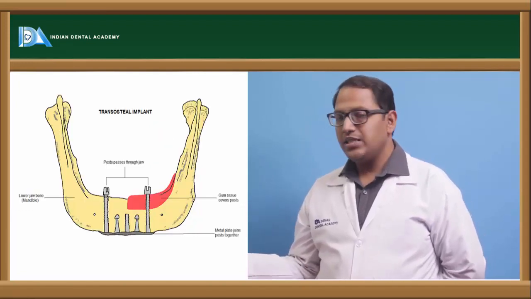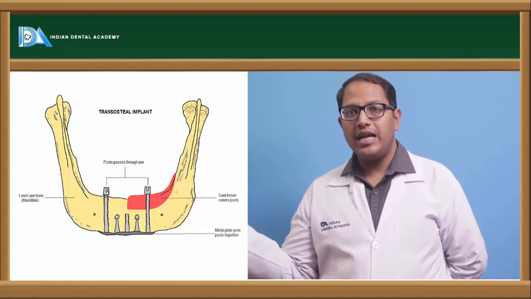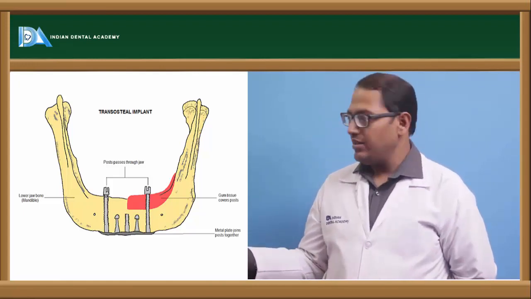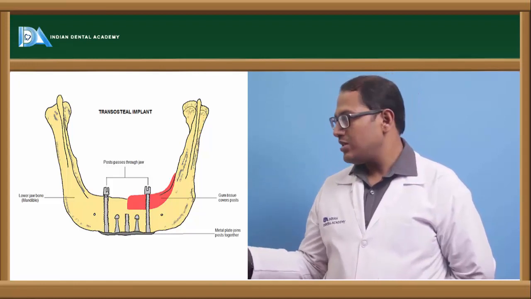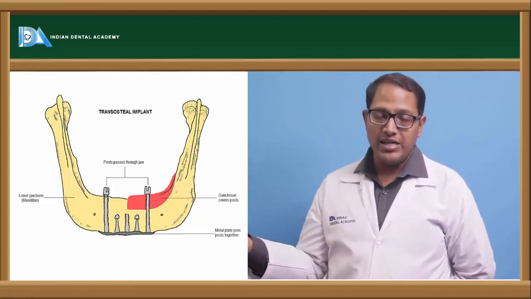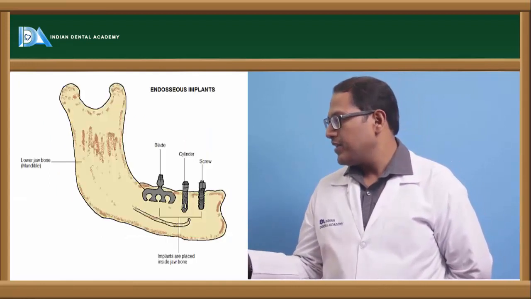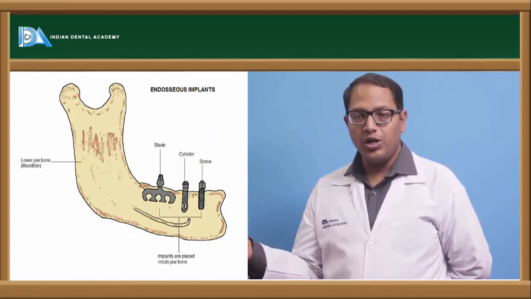Then transosteal, which goes from one end to the other end, transversely present. So it is a bicortical type of implant. It was in the earlier picture. Now, the bicortical implant is very good. Why is the bicortical implant good? Because of its stability, because both sides are engaging the cortex.